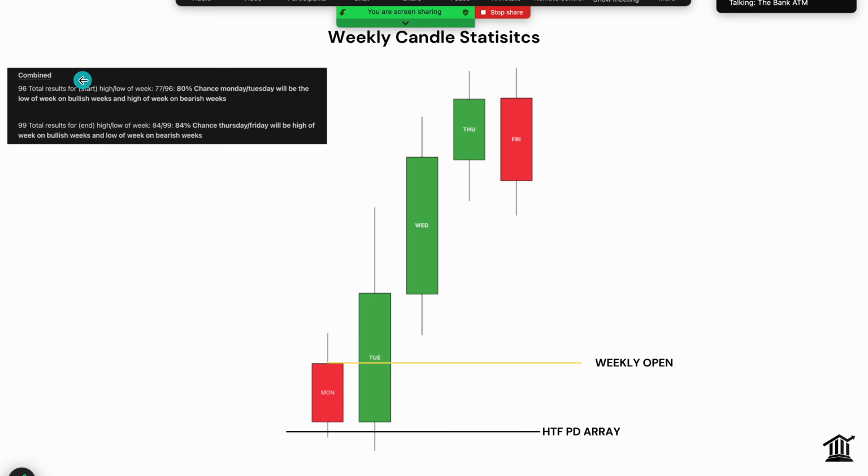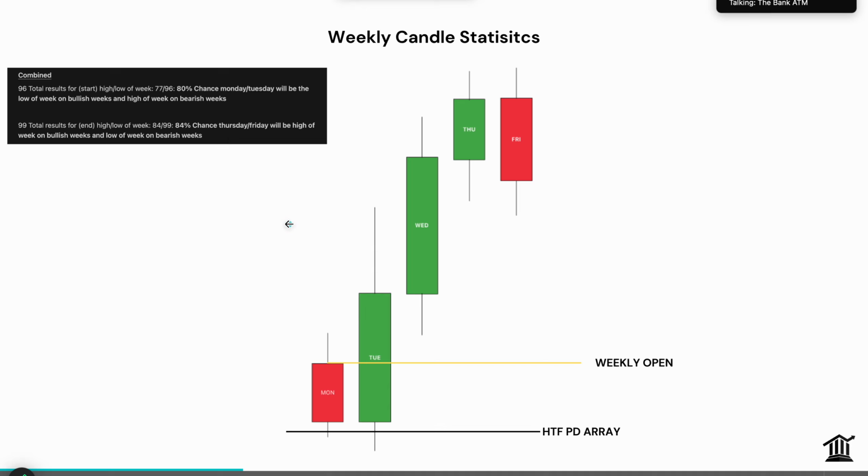Out of 96 weeks, it's supposed to be 100, but I've counted a few of them wrong, 77 of them basically created the low on either Monday or Tuesday. So we have an 80% chance that Monday or Tuesday will be the low of the week on a bullish week, and the high of the week on a bearish week. In this example, bullish: Monday, Tuesday creates the low and pushes higher. If it was a bearish week, Monday, Tuesday creates the high and pushes lower.